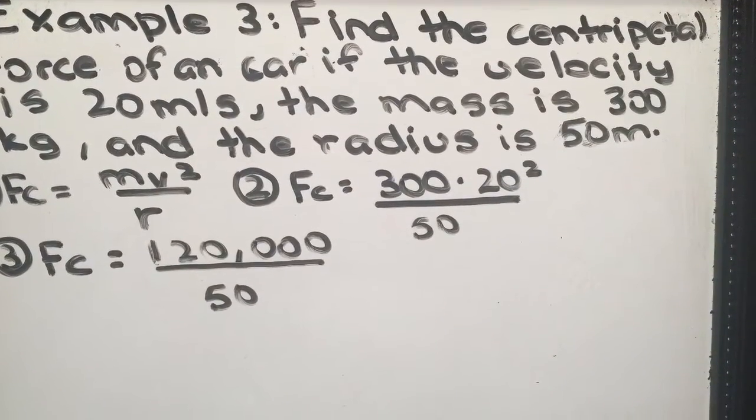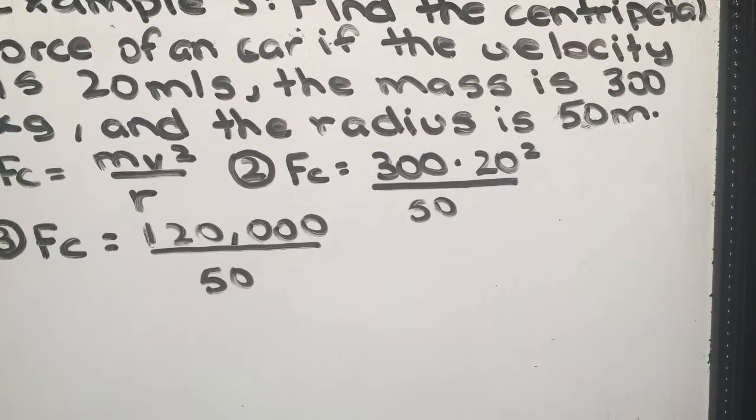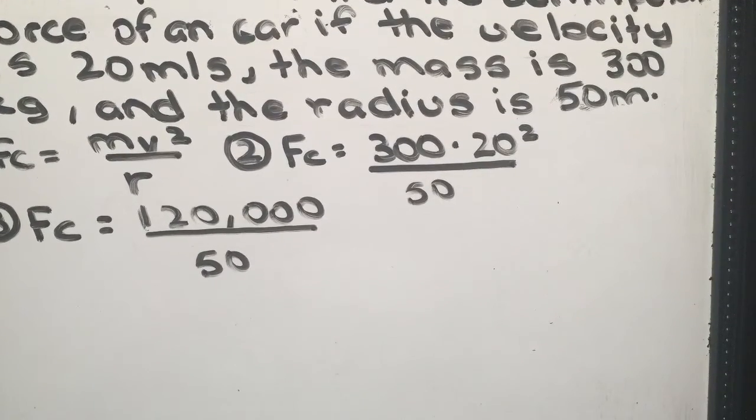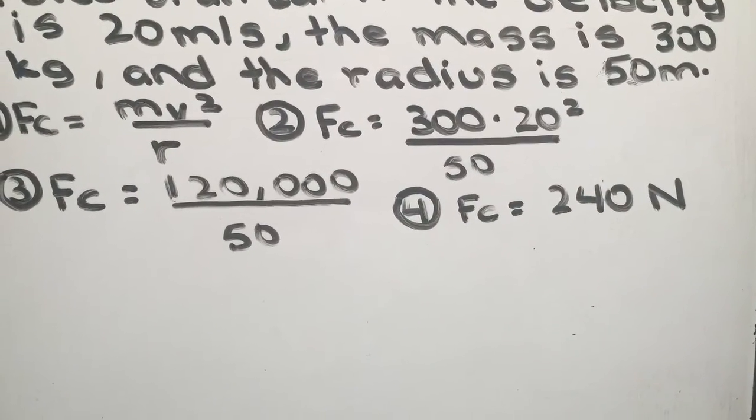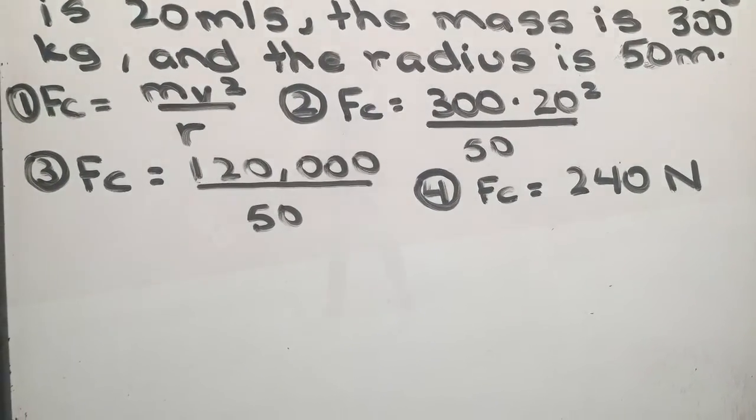The third step is to solve. 300 times 20 squared is 120,000, and divide that by 50. The final answer for centripetal force should be 240 newtons.